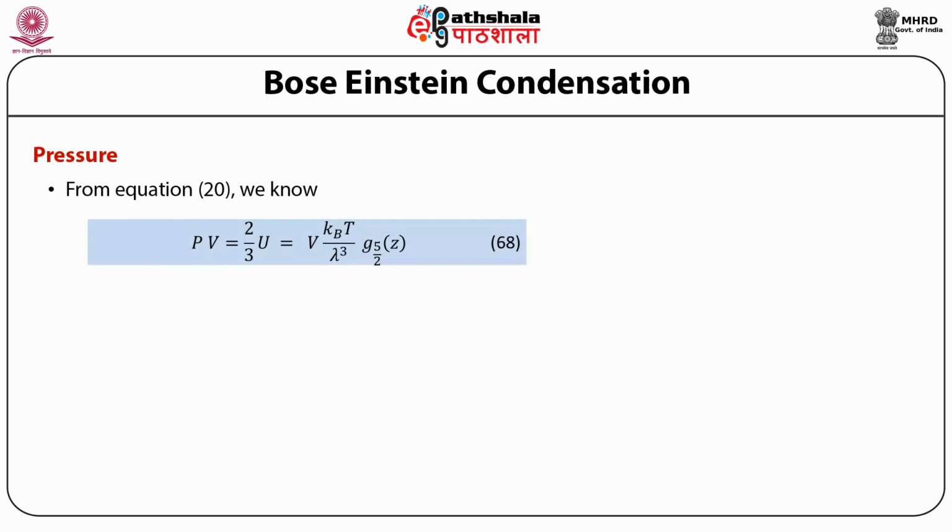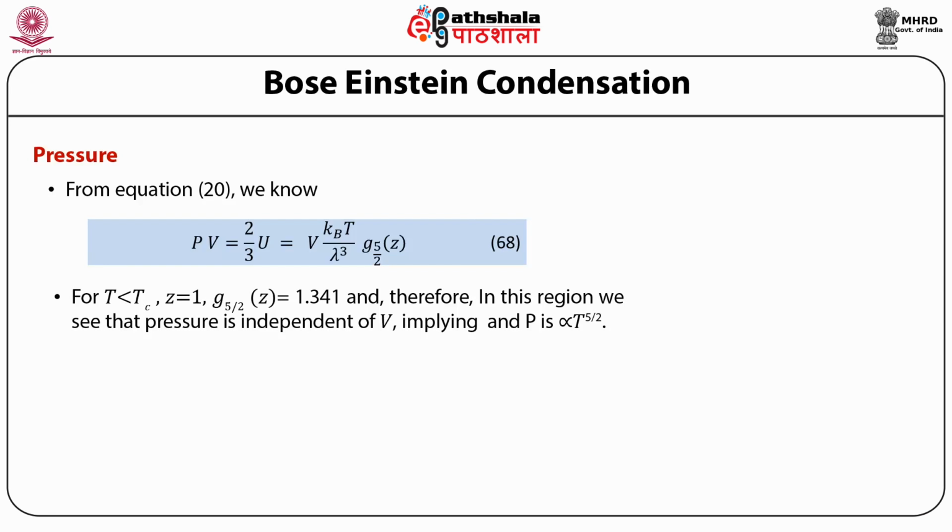From equation 20 we know that PV is equal to 2/3 U, which is equal to V kBT upon lambda cube multiplied by the Bose integral of the order of 5/2. For T less than Tc, z is equal to 1 and the Bose integral of the order of 5/2 is equal to 1.341, and therefore in this region we see that pressure is independent of V, implying pressure is proportional to T raised to power 5/2.